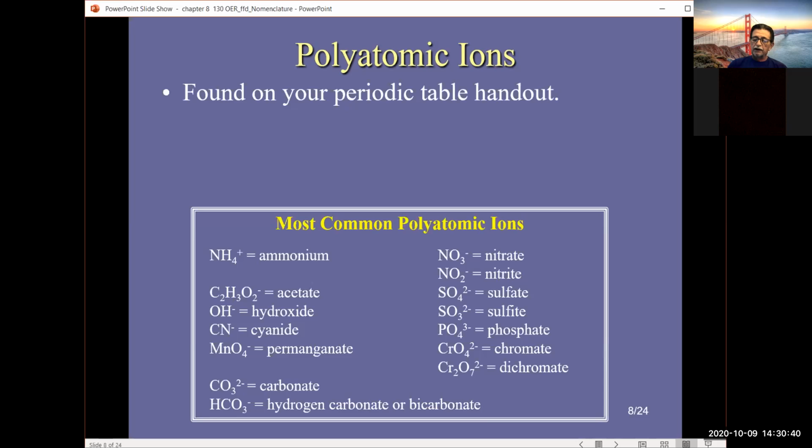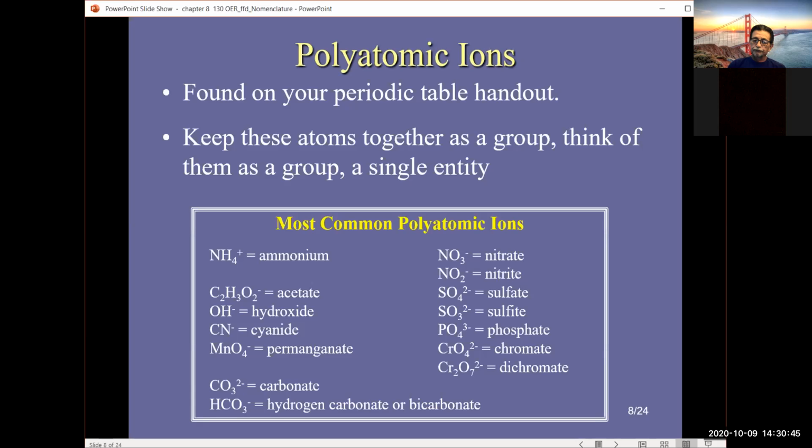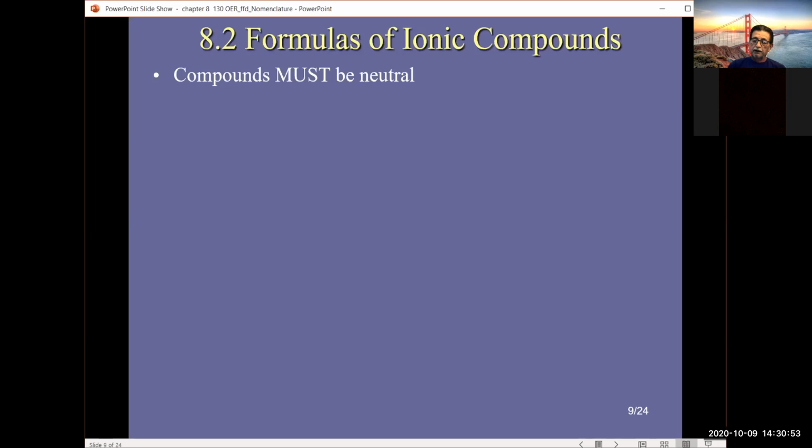The polyatomic ions, be familiar with them. We do use them quite a bit. And as I repeated what I said earlier, if we need more than one, we keep them together and we put parentheses around them. And we'll do some of those examples in a second.